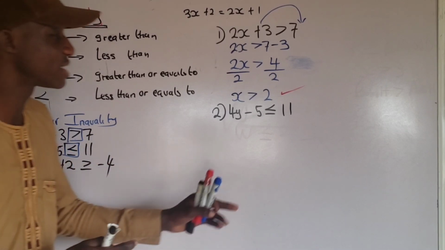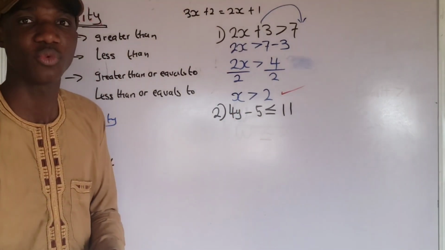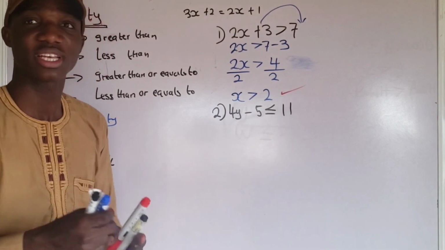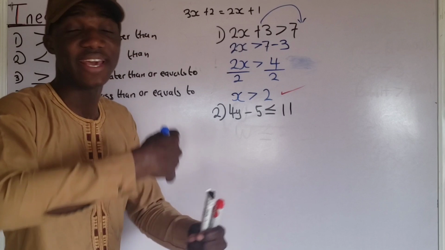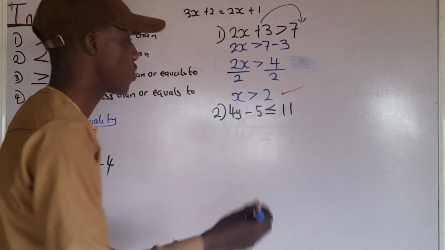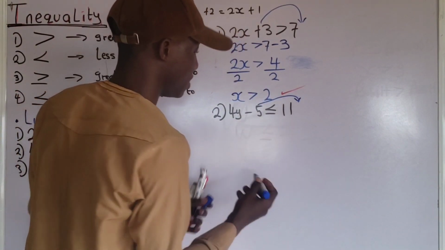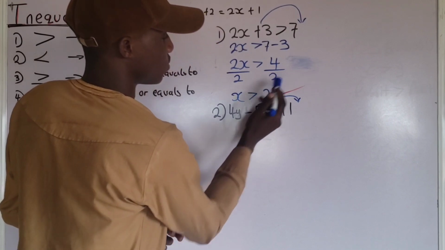You can see that negative 5 has no variable. It doesn't have any unknown. 11 doesn't have any unknown. So, they are like terms. So, here, I'm going to move this negative 5 to the right-hand side of the equation. Move this negative 5 to the right-hand side.